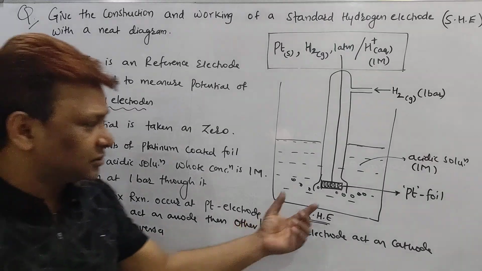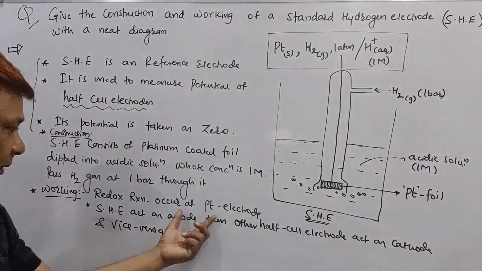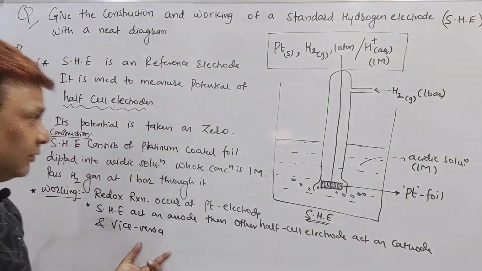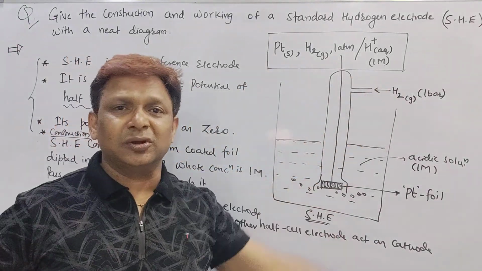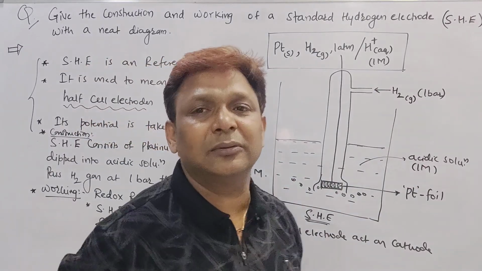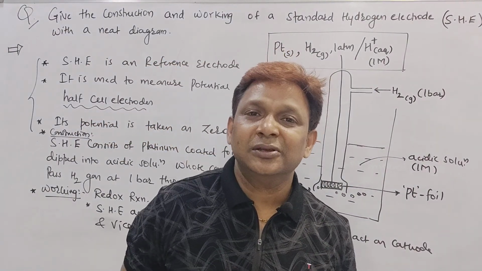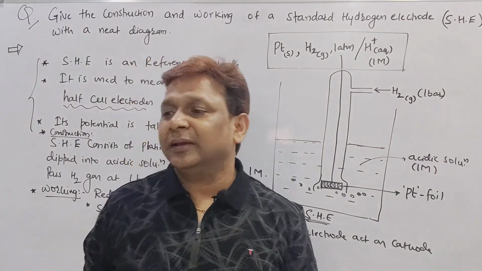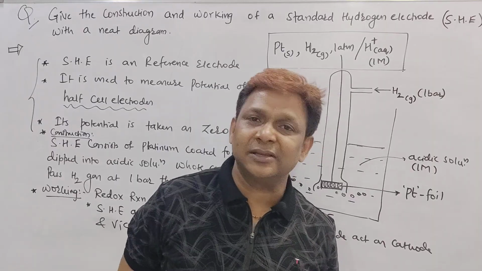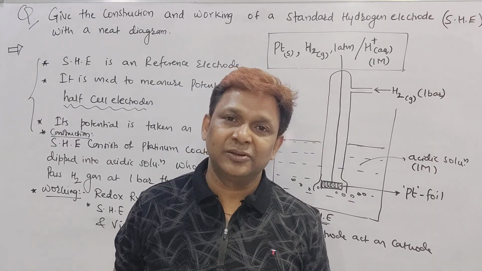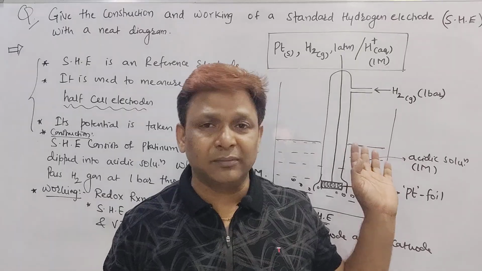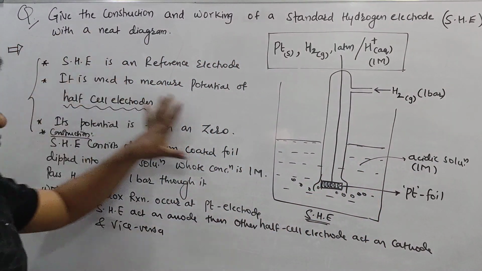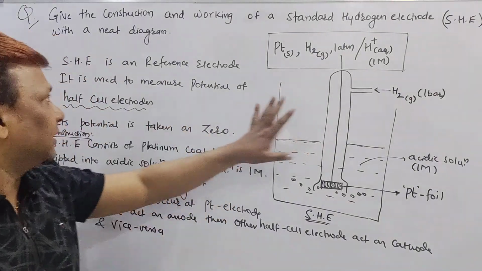Working: redox reaction occurs at the platinum electrode. SHE acts as an anode and the other half-cell electrode acts as a cathode, and vice versa. And this is the representation of the standard hydrogen electrode. Is it clear, beta? So this is one of the SAQs we did from electrochemistry: give the construction and working of a SHE with a neat labelled diagram. First, if you draw the diagram, you will get half a mark. Write these 3 points, we will get another half mark. We got the 2 marks here itself, for the diagram and these 3 points.